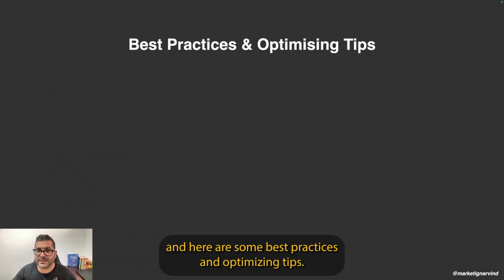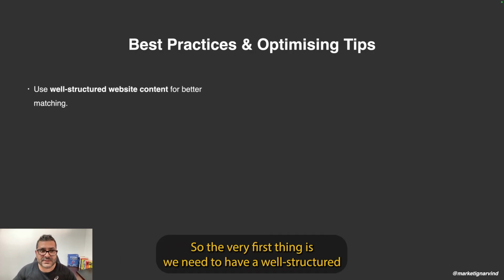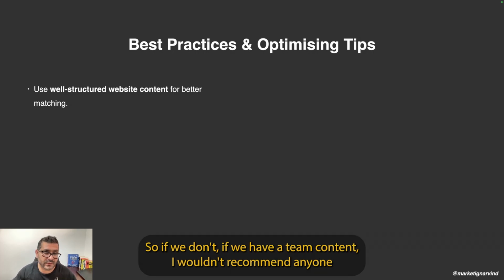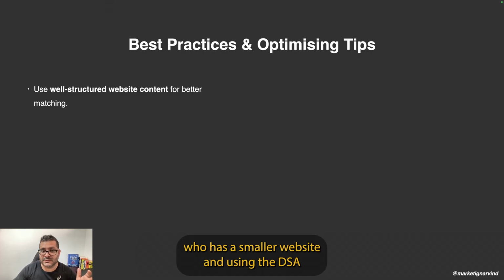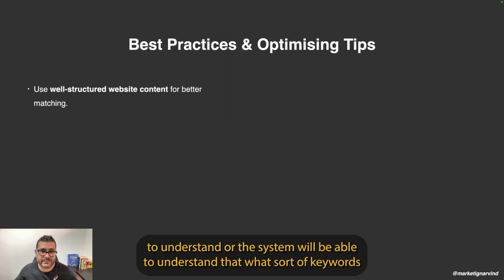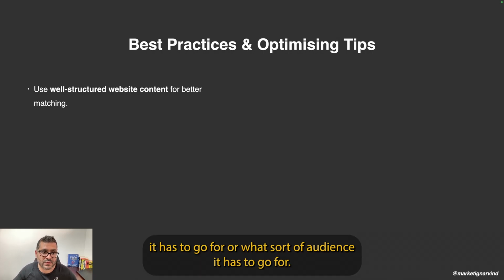And here are some best practices and optimizing tips. The very first thing is we need to have well structured website content for better matching. If we have thin content, I wouldn't recommend anyone who has a smaller website to use the DSA, because if we don't have content, there is no way that Google, or the system, will be able to understand what sort of keywords or what sort of audience it has to go for.